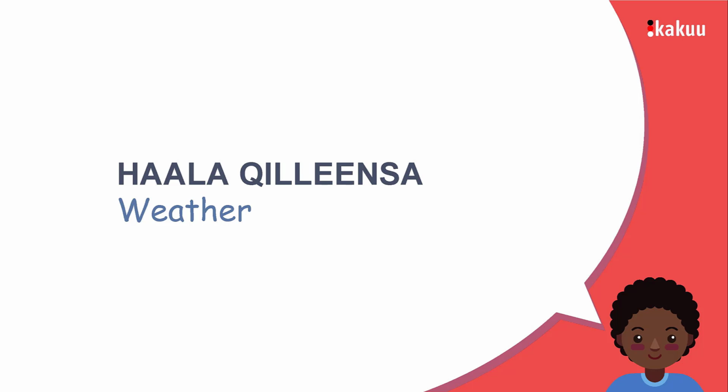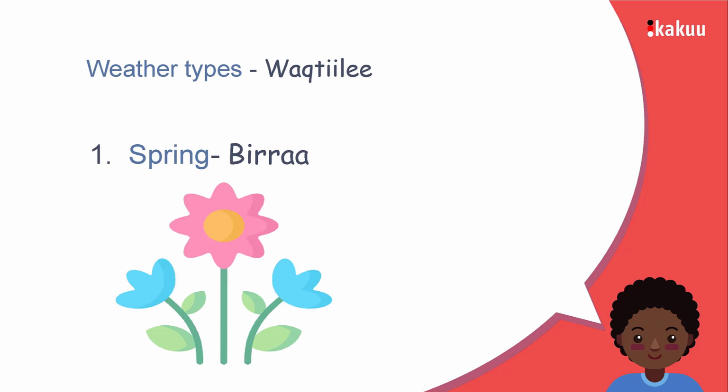Today's lesson will be about the weather, which is also called Haala Qilleensa in Afaan Oromoo. We will begin by looking at the different types of weather along with their Afaan Oromoo translations. The types of weather are referred to as Waqtiilee in Afaan Oromoo.